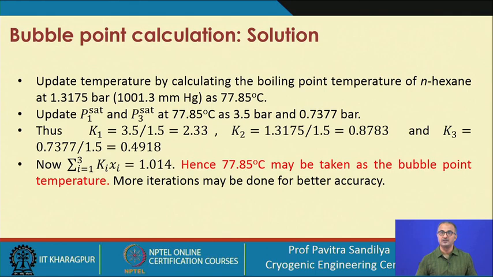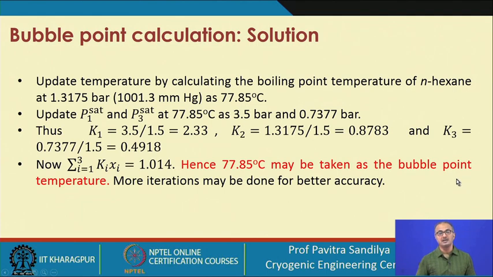And once we find the various Ki's, what do we need to check? We need to check that the summation of Ki xi must come out to be 1, and this is coming out to about 1.014. Whether we should stop here or proceed beyond that will depend on the accuracy desired by the user. Somebody can say that we can take this 77.85 as a solution for the bubble point temperature.